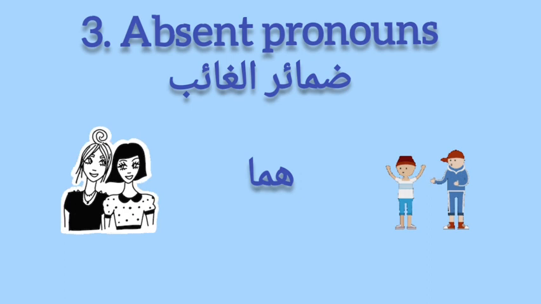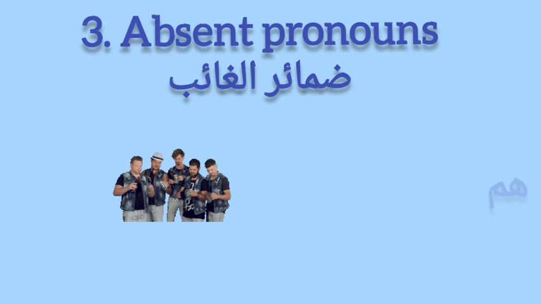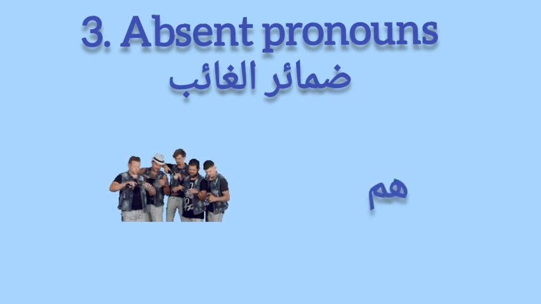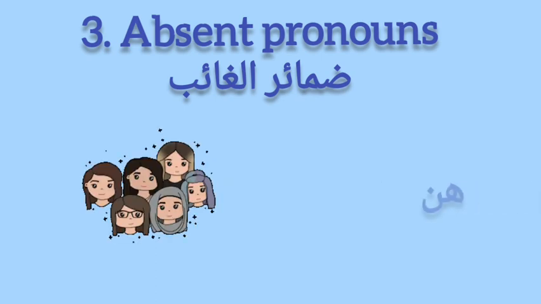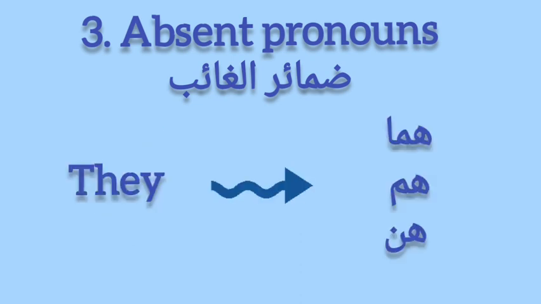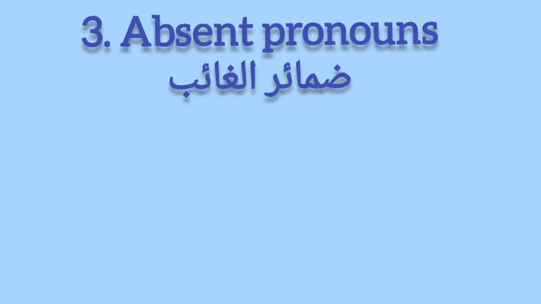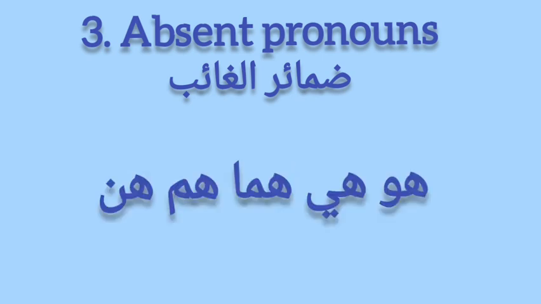هما. We use this pronoun when we refer to two boys or two girls. هم. We use this pronoun when we refer to a group of boys. هن. We use this pronoun when we refer to a group of girls. Notice that we use they in English to refer to these three pronouns, هما, هم, and هن. So, هو, هي, هما, هم, هن, they are absent pronouns.